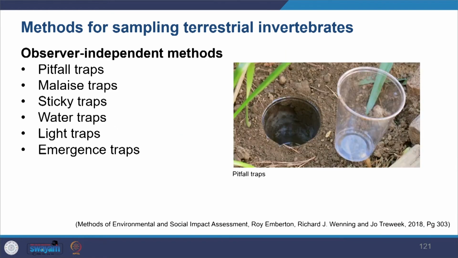Now looking at the observer dependent methods, so you have pitfall traps, malaise trap, then you also see sticky traps, water traps, light traps, emergency traps. So these all ranges are there. So these are helpful for this purpose.